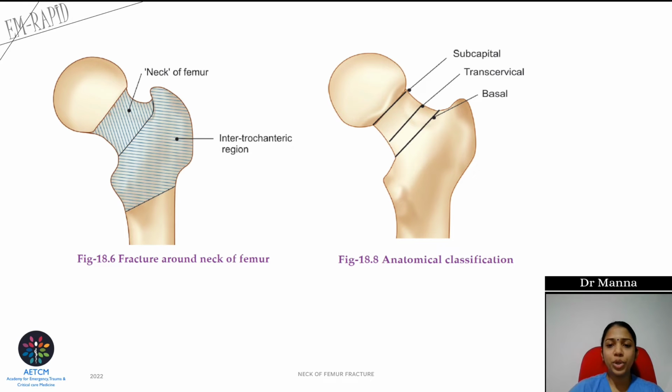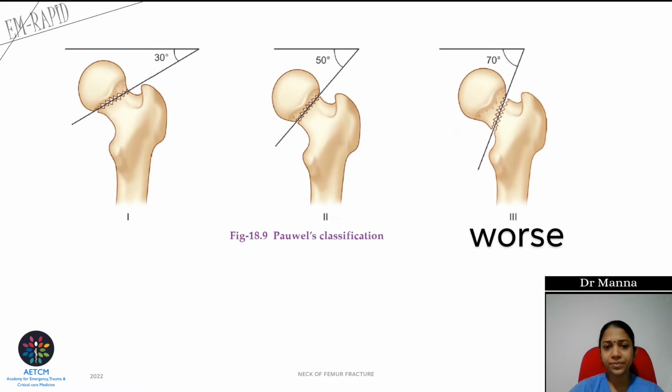So we'll move on to the classifications. In the first figure, we can see the neck of femur and the intertrochanteric region. In the neck itself, we can divide the neck into subcapital, that is immediately below the head, that part of the neck is called subcapital. If it is in the center of the neck, it is transcervical, and if it is the basal part just above the intertrochanteric region, that is basal. So that is the anatomical classification of the neck of femur fracture.